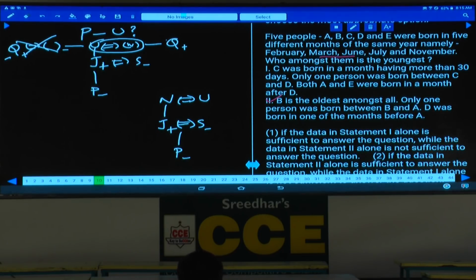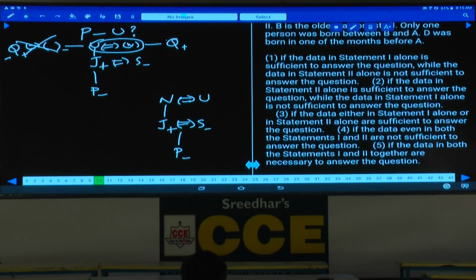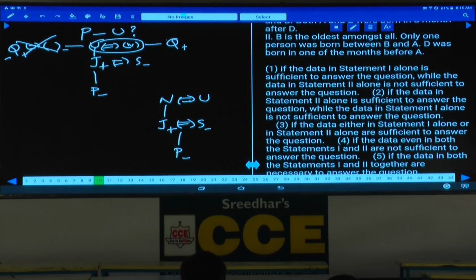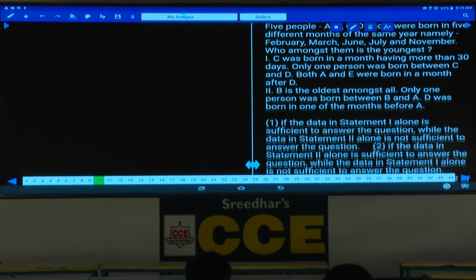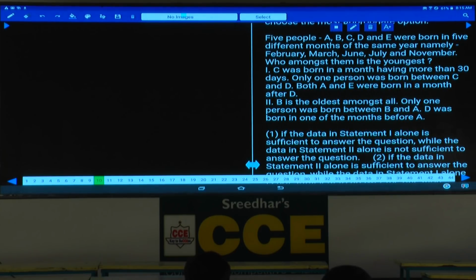Question number 9. Then the 10th one. What about this question number 10 here? Now, 10th one. 5 people A, B, C, D and E were born in different months of the same year, namely Feb, March, June, July, November, and who among them is the youngest? Youngest means we need to identify the person who was born in the month of November, isn't it?